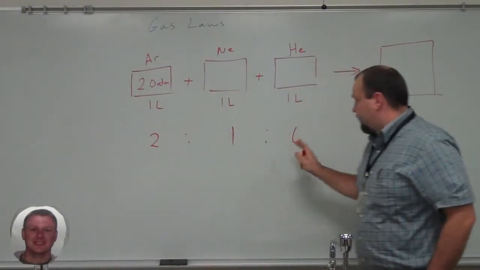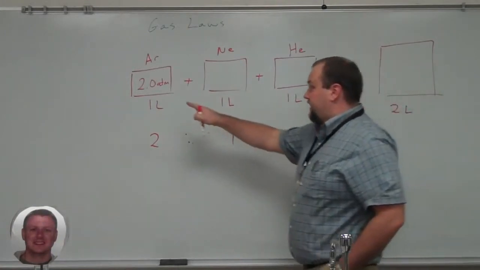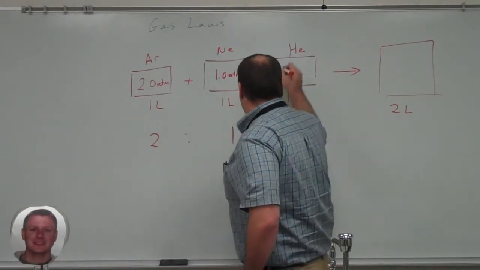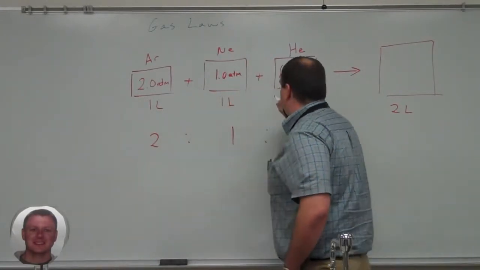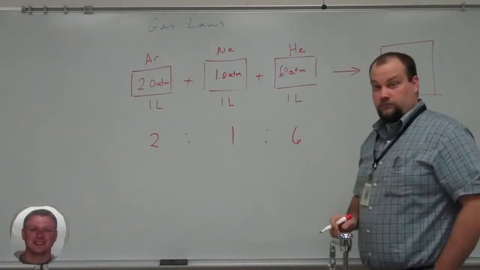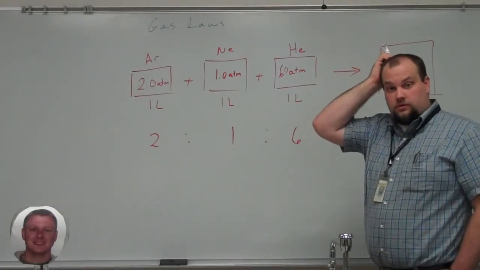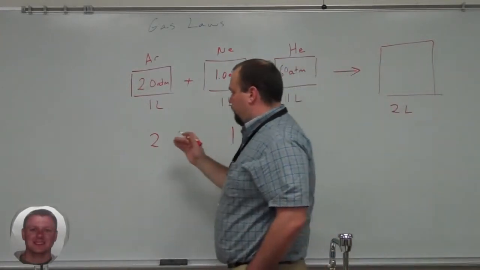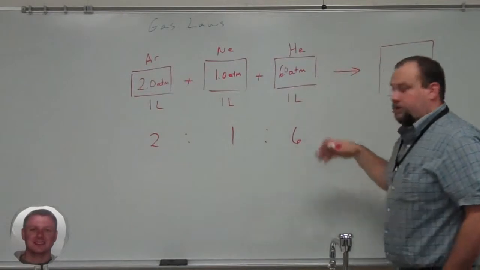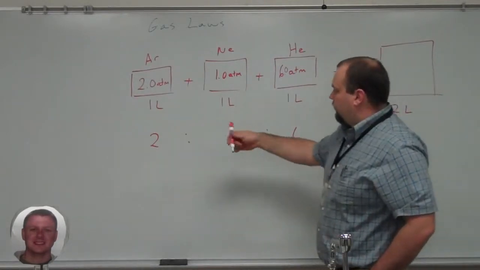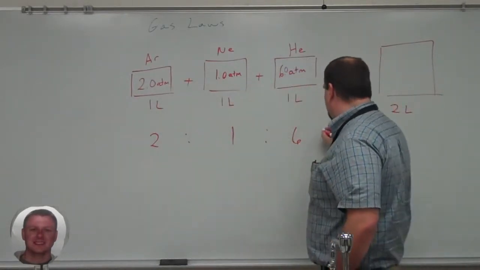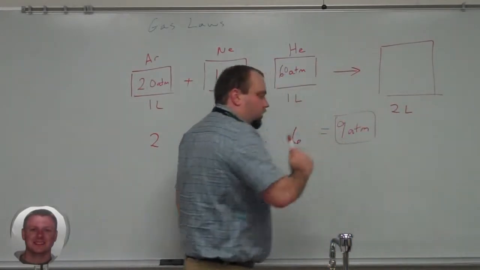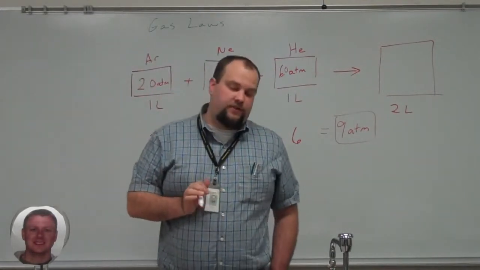So I have a 2 to 1 to 6 ratio. Well, hopefully you realize that that's 2 atmospheres to 1 atmosphere to 6 atmospheres, right? Sorry, sig figs. A 2 to 1 to 6 ratio. Good. Well, so if I were to use Dalton's law of partial pressure, P1 plus P2 plus P3 must equal my P total. Well, great. So 2 plus 1 plus 6 is 9. Here's the trick. 9's wrong. 9 is not the correct answer.